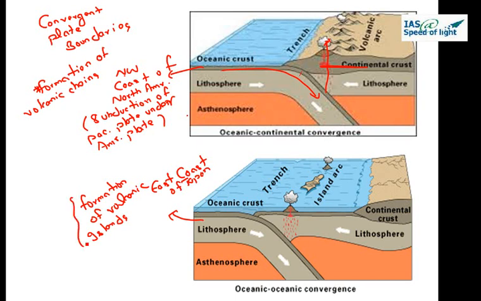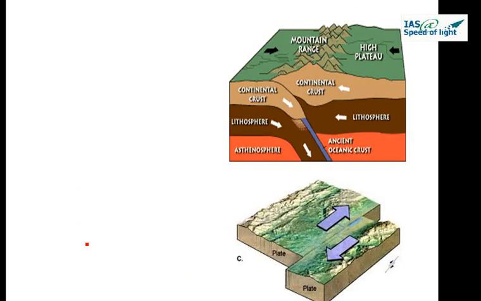Now, when we see the convergence of two continental plates, suppose we take the example of two cars which are moving and collide, they will fold up. The same happens when two continental crusts collide. They lead to the formation of mountain ranges, which we call fold mountains.